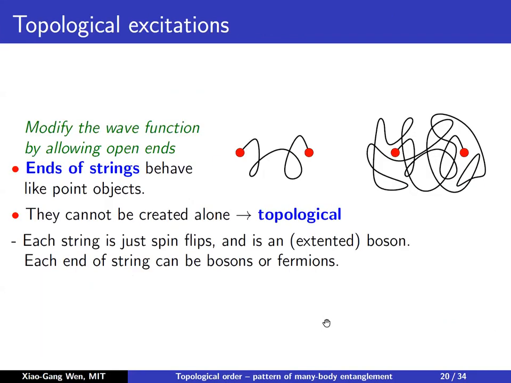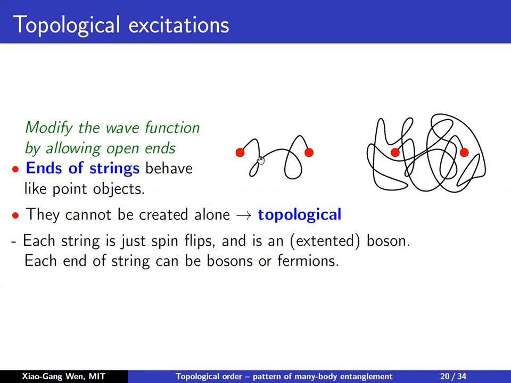However, there's an issue. We have two string liquids, but how do we distinguish them? Whether these two string liquids, one with a sign change and another without, belong to the same topological order or not? One way to distinguish them is to consider topological excitations. Basically, we consider the end of a string. We allow the string to end. If a string has ends, then this end costs energy, like a particle excitation.